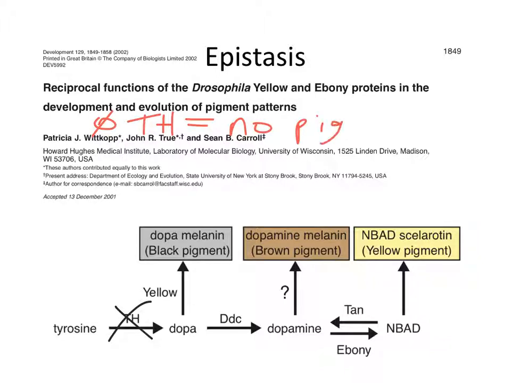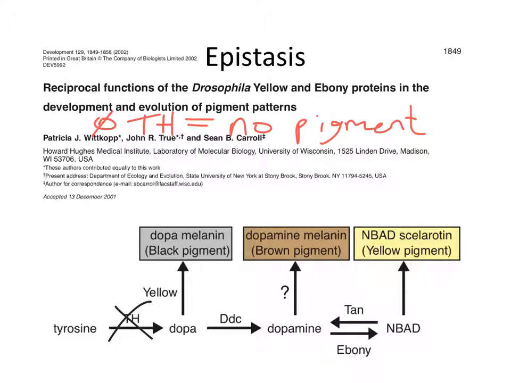We know now that that's the first step in the pathway. So if you get rid of that enzyme, none of these other pigments can get synthesized. Yellow has nothing to work on because there's no dopa produced. Dopa decarboxylase doesn't produce dopamine, so you don't make brown pigment because there was no dopa produced, because tyrosine hydroxylase is absent. You make no yellow pigment because there was no precursor.